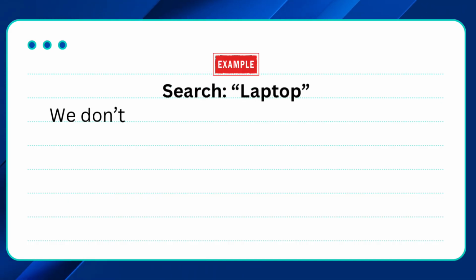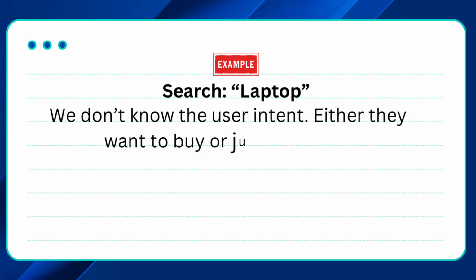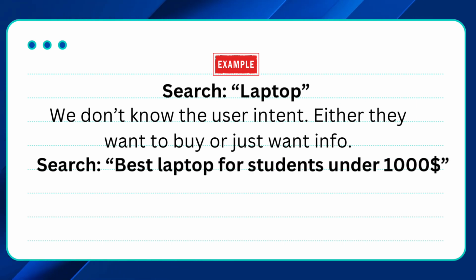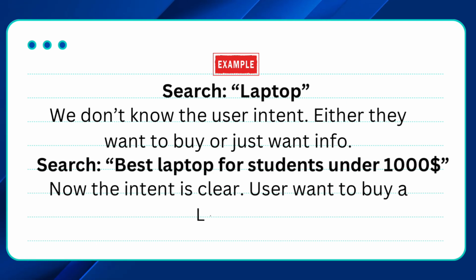Let's understand this with a simple example. Imagine someone searches for the keyword laptop. We don't know what they want. Maybe they want to buy one. Maybe they want reviews. Maybe they just want information. But now, imagine someone searches for Best Laptops for Students under $1,000. Now the intent is very clear. This person is likely planning to buy a laptop and is looking for recommendations. That is why long-tail keywords usually bring more targeted traffic and higher conversion rates.